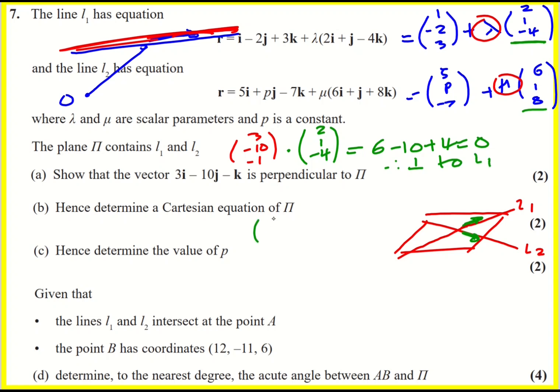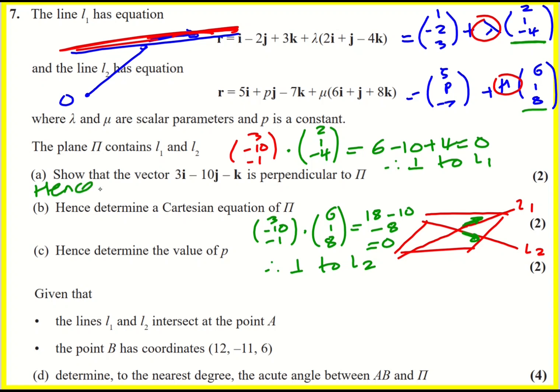And in a similar way, I'm going to do (3, -10, -1) dotted with (6, 1, 8). And that's going to give 18 minus 10 minus 8, which is also 0. So therefore perpendicular to L2. And hence 3i minus 10j minus k is perpendicular to the plane. It's enough to say that because it's perpendicular to both of those lines, it must be perpendicular to the plane.